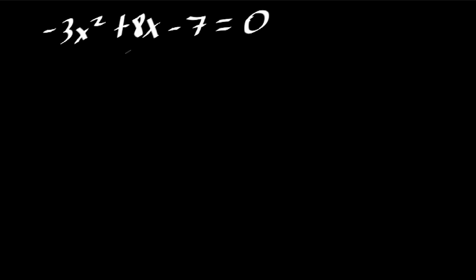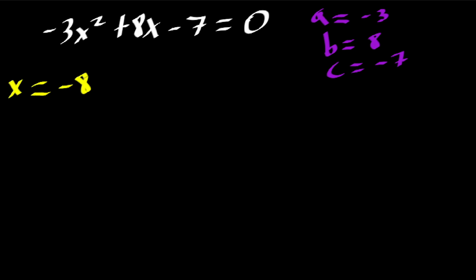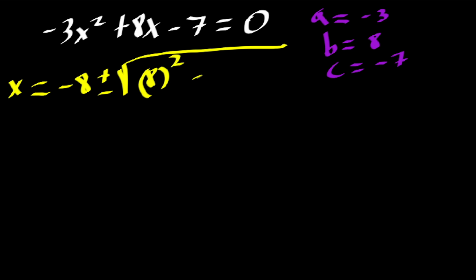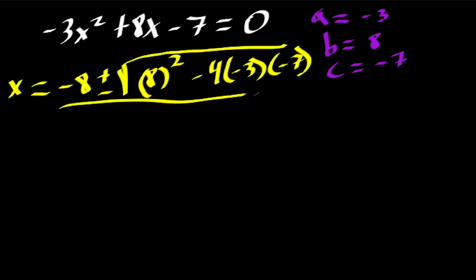So the first thing we want is everything equal to 0. That's fine. Now we want to identify a, b, and c. A is equal to negative 3, b is 8, and c is negative 7. So now we're going to plug that into the actual quadratic formula. So x equals negative b, so that would give me negative 8, plus or minus the square root of b squared, so 8 squared, minus 4 times a, which is negative 3, times c, which is negative 7, all over 2a, so 2 times negative 3.